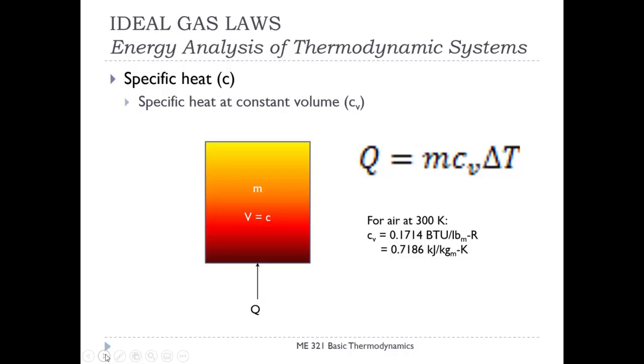For air, the values of the specific heat at constant volume at 300 Kelvin are 0.17 BTU per pound mass Rankine or 0.7186 kilojoules per kilogram mass Kelvin. Kindly memorize these values since this will not be given in your exams. Now before we proceed, I must emphasize that these values are only applicable if the temperature of air is 300 Kelvin. This is because the values of the specific heat of ideal gases change with temperature. I will expound on this concept later on.